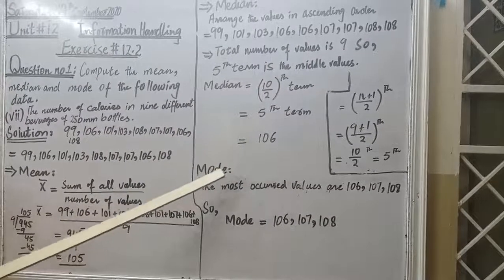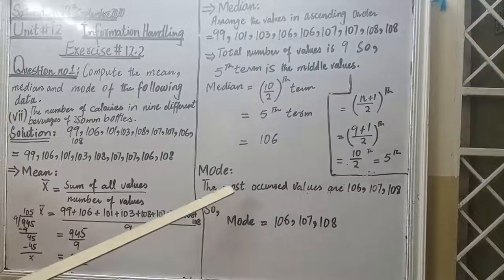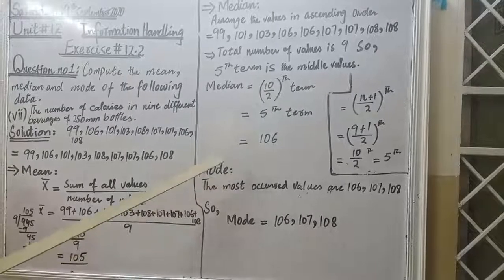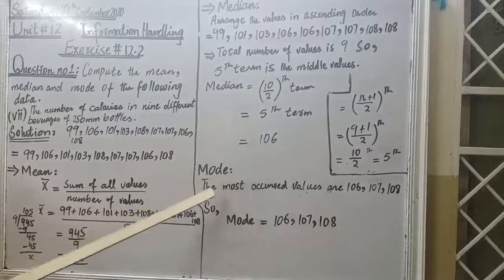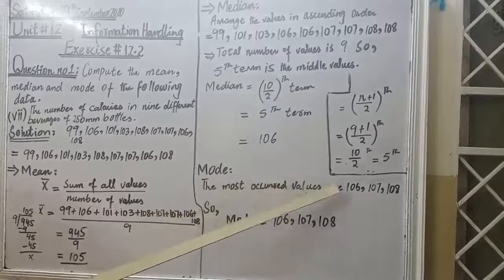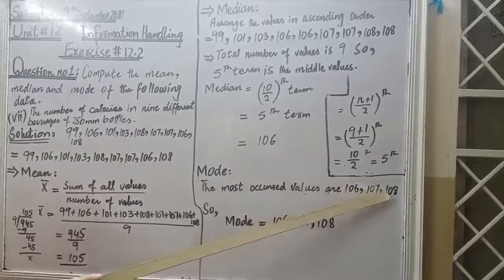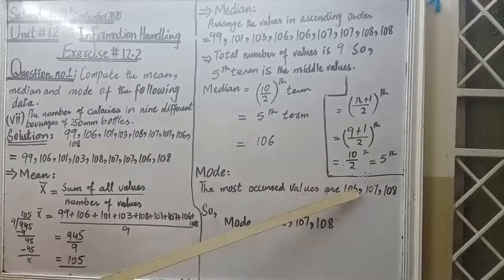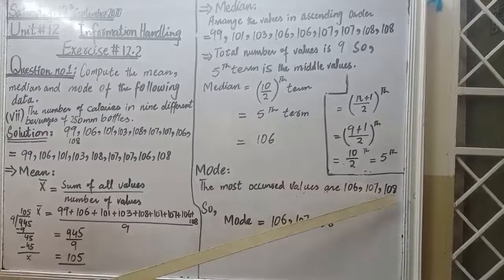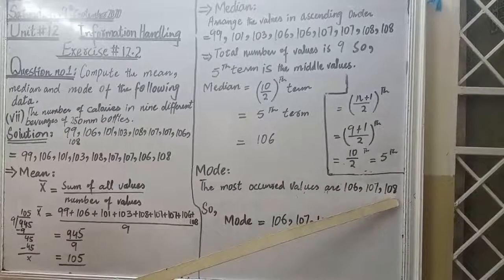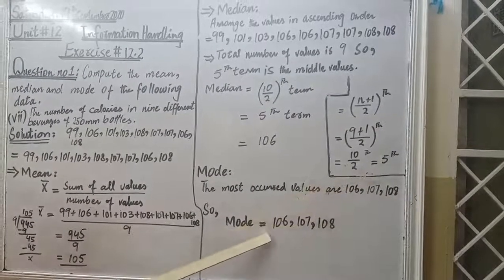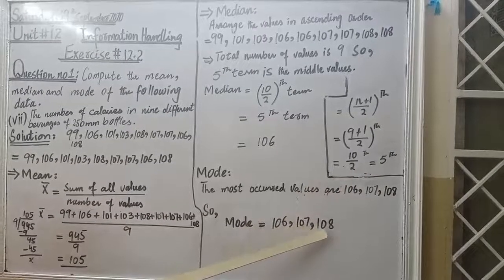Now mode. Students, you know that there can be more than one mode in a data set. So the most occurred values are 106, 107 and 108. 106 occurred 2 times, 107 occurred 2 times and 108 also occurred 2 times in this data. So our mode is 106, 107 and 108.